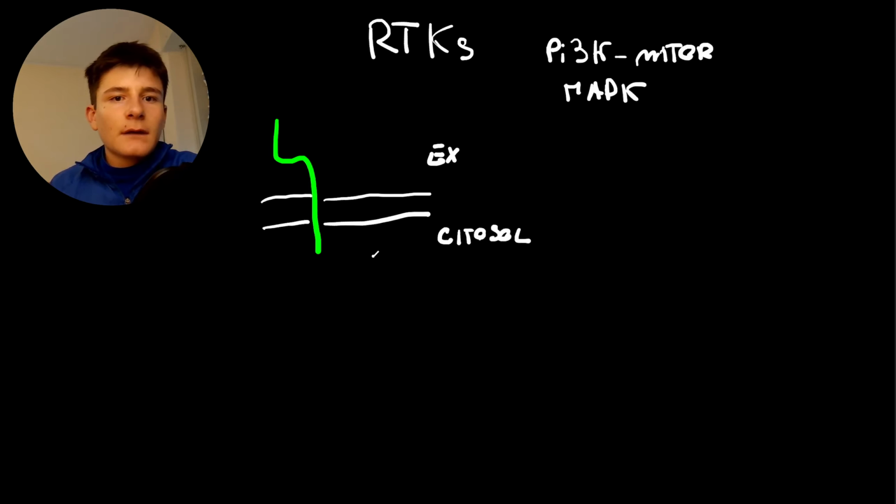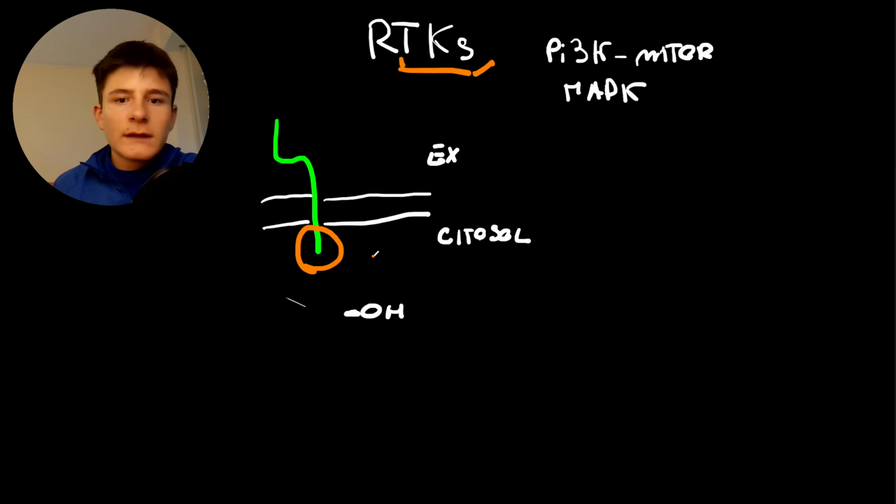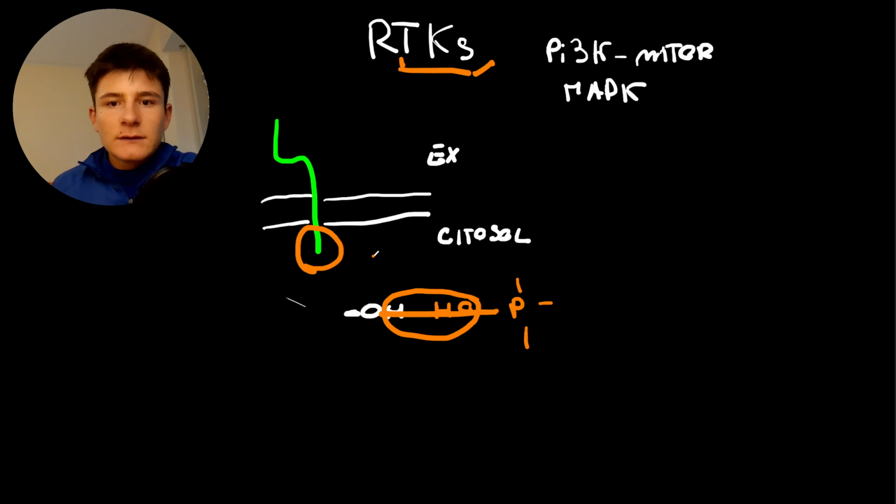Okay, so as we can see in the intracellular part, here we have the tyrosine kinase. If you remember, tyrosine is an amino acid that has an OH group. So we can attach an inorganic phosphate to this OH group. For example, here is an inorganic phosphate. We can remove water and get a PO bond, and so in this case we have attached a phosphate. So we can attach phosphates to this receptor.